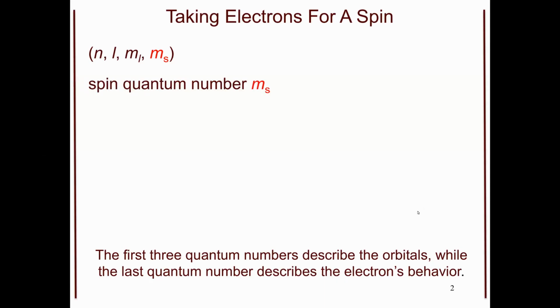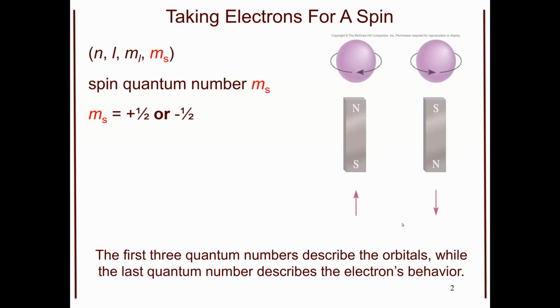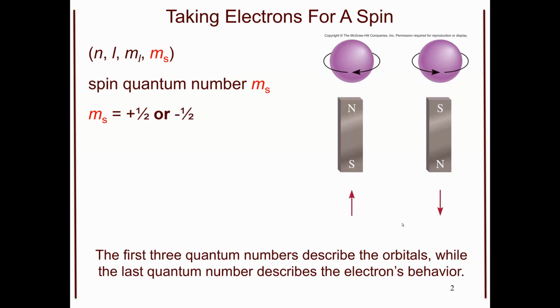As we go back to our quantum numbers from chapter 3, we remember that the final quantum number discusses the electron's behavior. We can have an electron that has an m sub s value of plus 1/2 or minus 1/2. This is the only quantum number that has a fractional value. This was important because it starts to describe how the electron spins in its orbital.